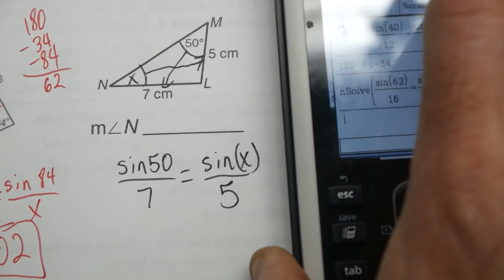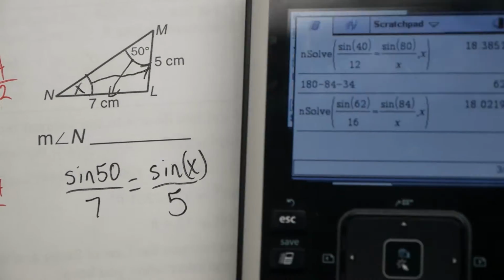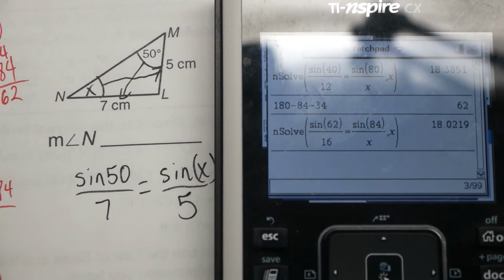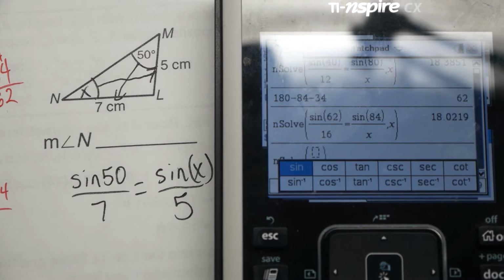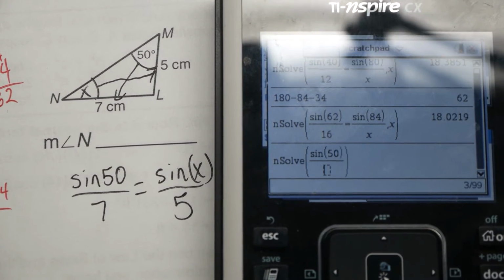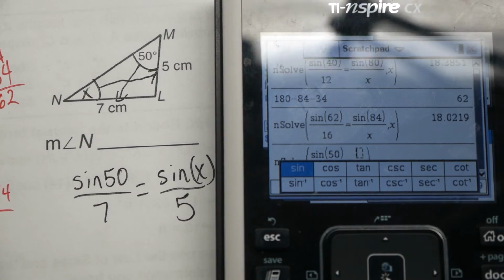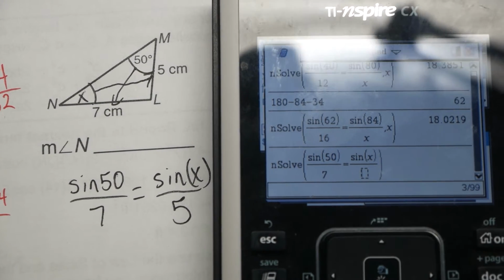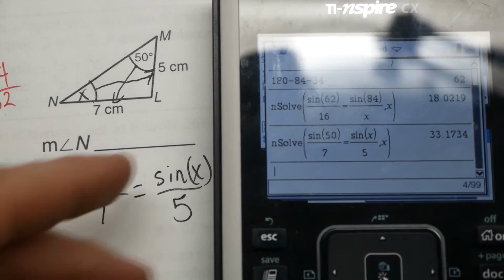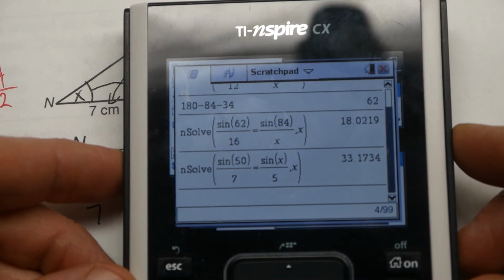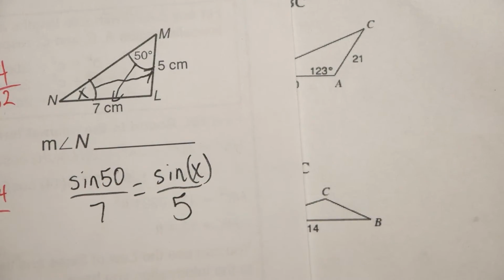Now again, I'm just going to use InSolve here. And again, I don't like InSolve, but especially on the ACT, remember, the worst enemy you have is time. So if you can do stuff like this on an ACT, definitely do it and save the time. So we have sine of 50 over 7 equals sine of X, because that's what we don't know, over 5, and then comma X. And so that is 33.17 degrees.